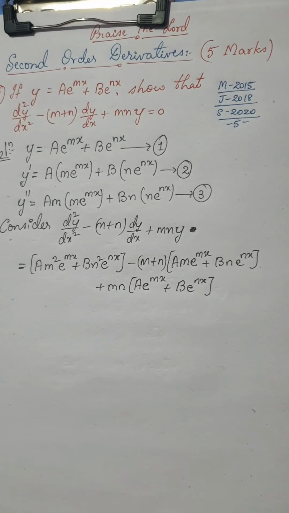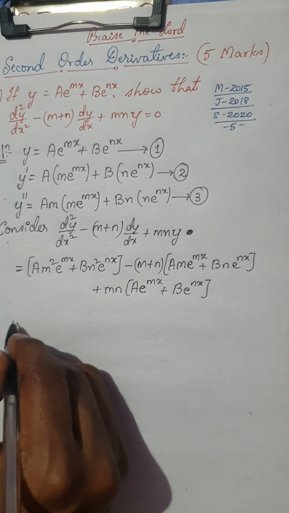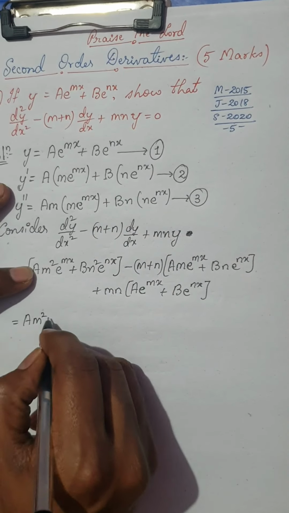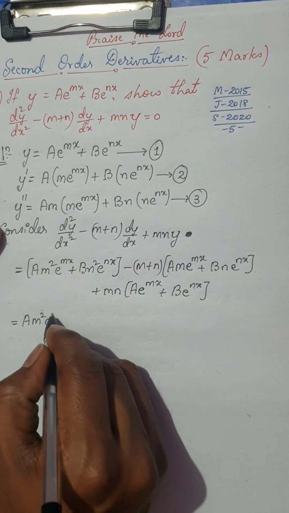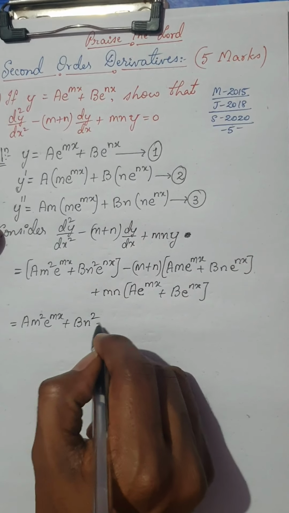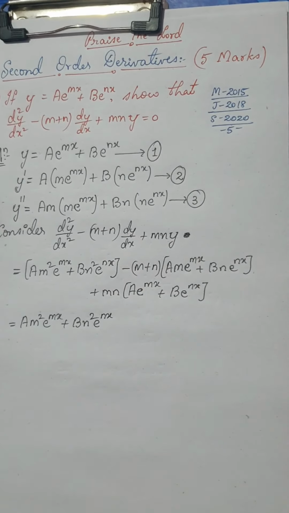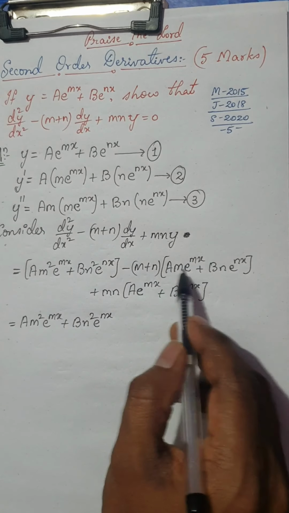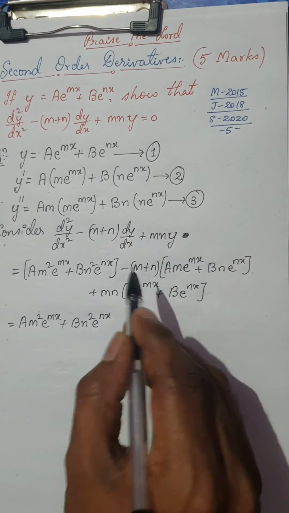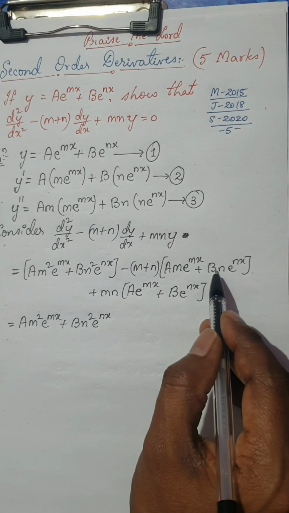Now let me expand and see what I'm going to get. So this is nothing but, now I can't do anything here, so it is a m square into e power mx plus b n square into e power nx. Please be careful in multiplying the terms. Now let me multiply minus m first and then we'll multiply minus n.